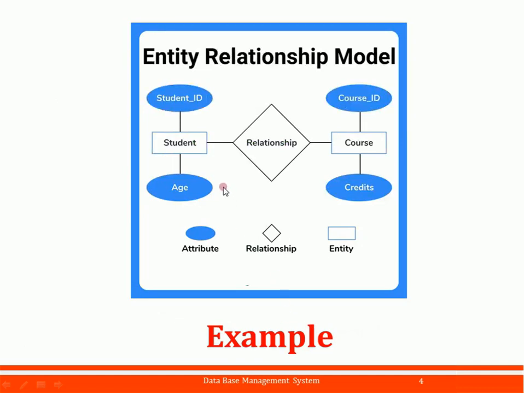So this is an example where the student and the course are the entities, and you have a relationship between the student and the course where the student enrolls for the course. The attributes of the student are student ID and age, and the course has the attributes course ID and credits. So the oval shaped things represent the attributes, the diamond shaped thing represents the relationship, and the rectangles represent the entities.